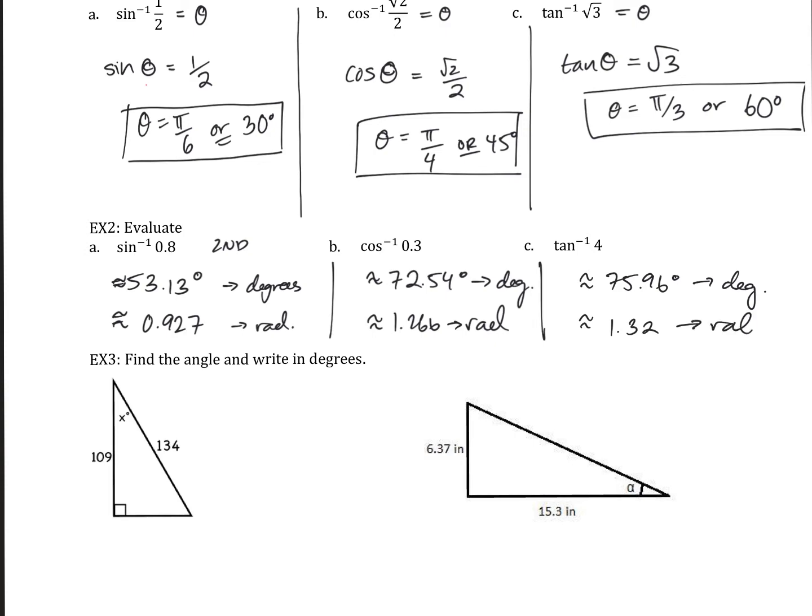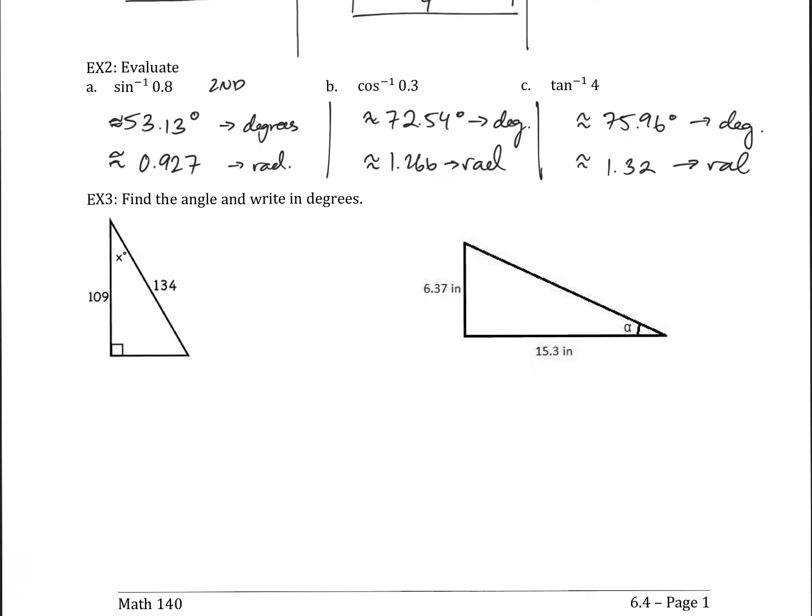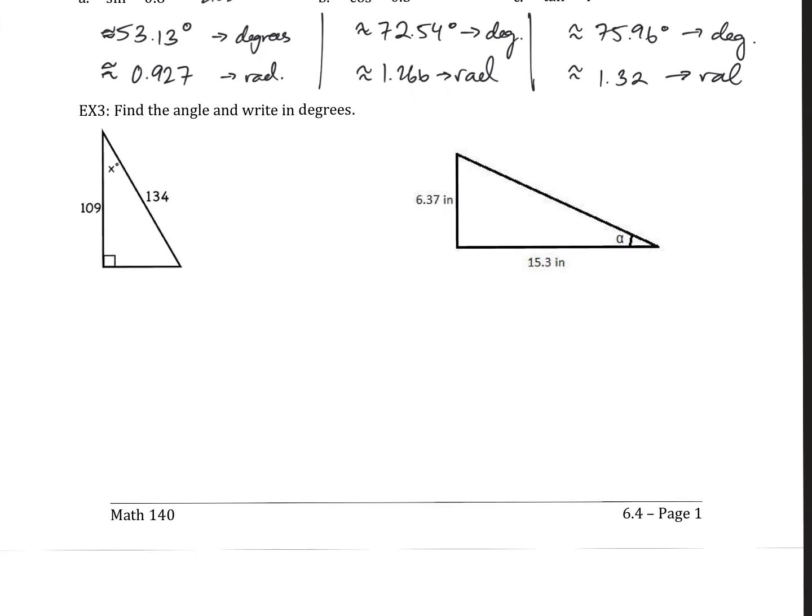Alright, let's go ahead and take a look at some examples. So example 3, find the angle and write in degrees. Okay, so this is interesting. So we're going to work with the angle and then we have to answer in degrees. What angle am I trying to find? Well, I'm trying to find x for this problem.